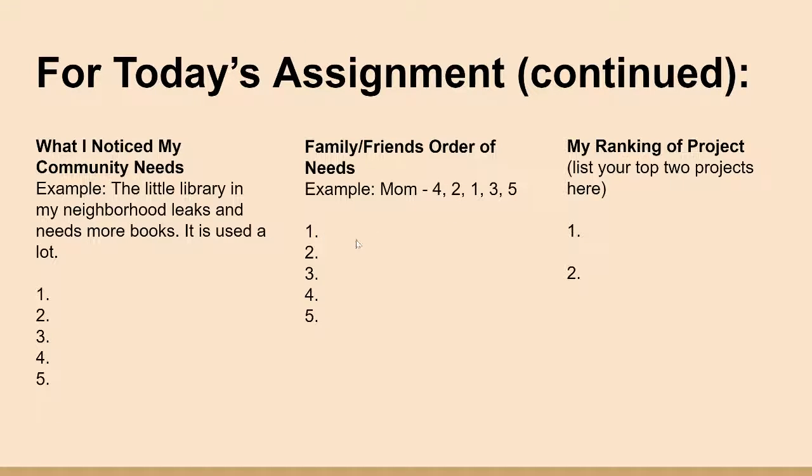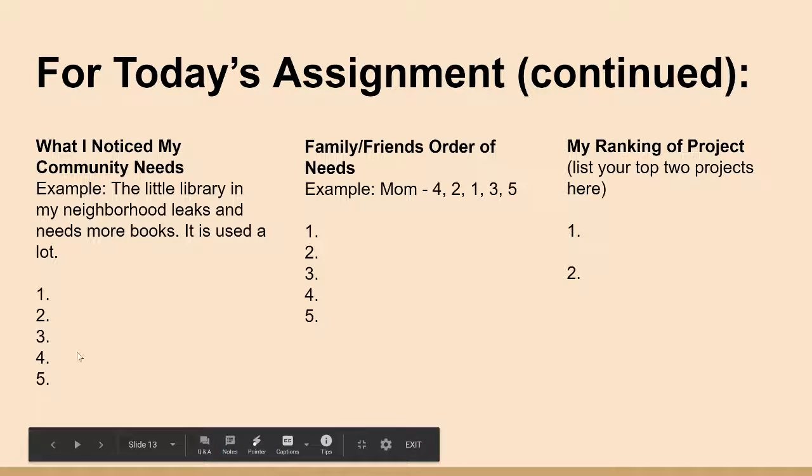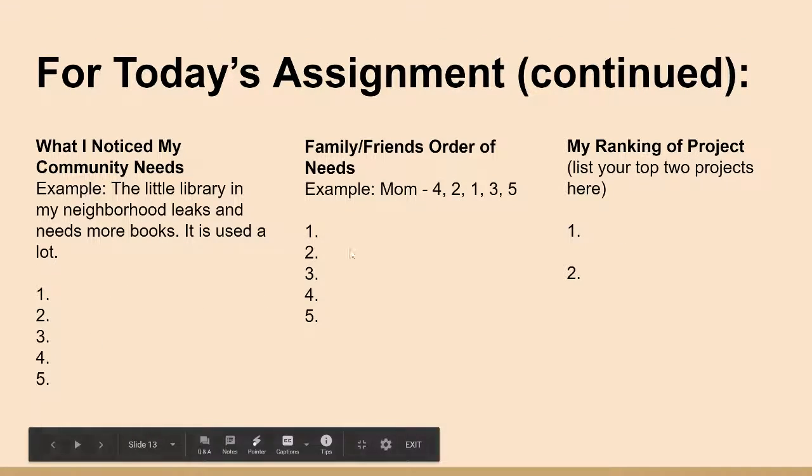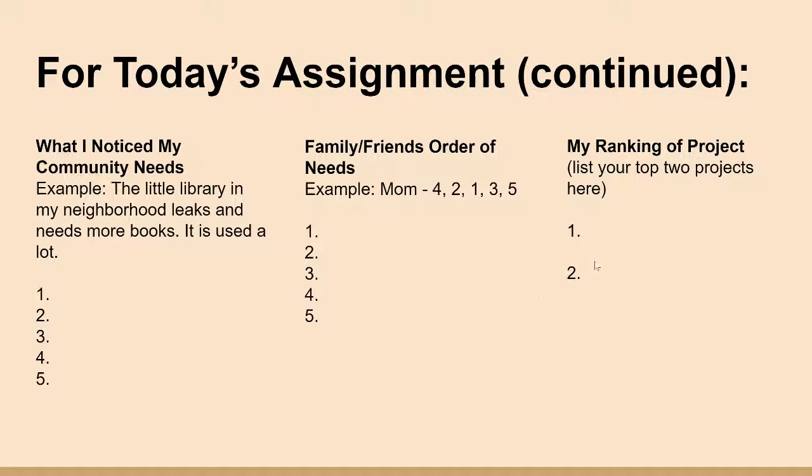So next to each number here, you'll put a person's name and then how they ranked your ideas from over here, from most important to least important, or however you choose to organize it. Then the final list over here on the right, my ranking of project, you're going to decide based on what you wrote here, how people ranked your projects, and what you think is most important and doable. You're going to put your top 2 ideas right here, what you decide on.